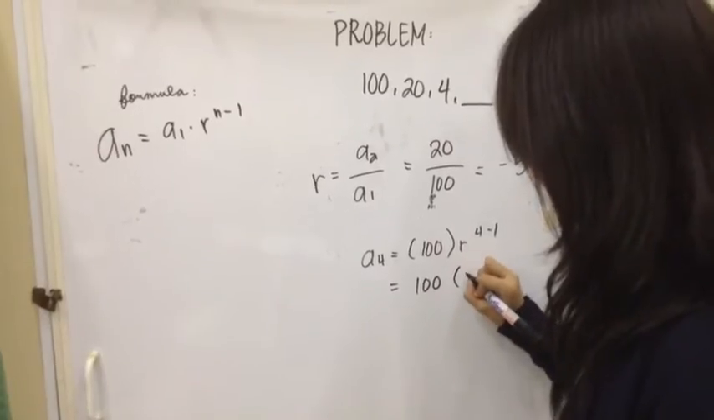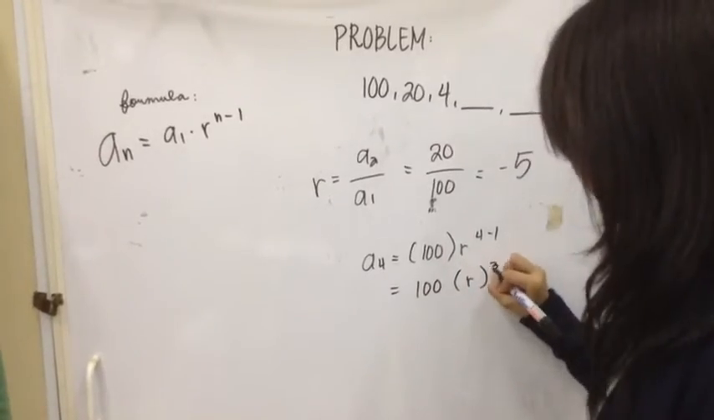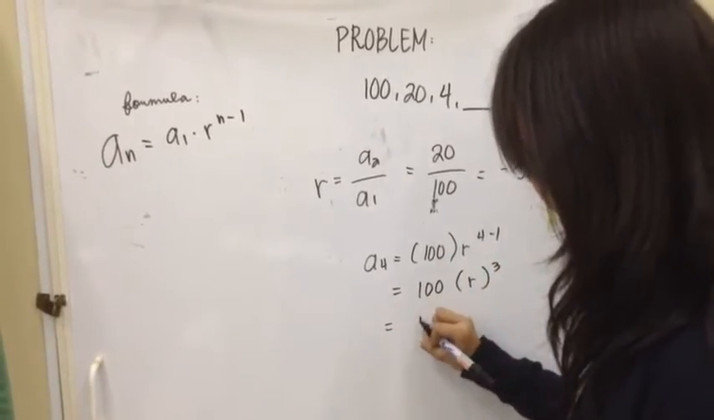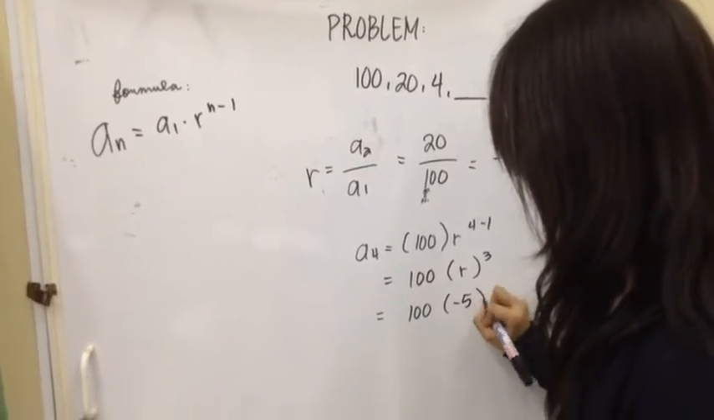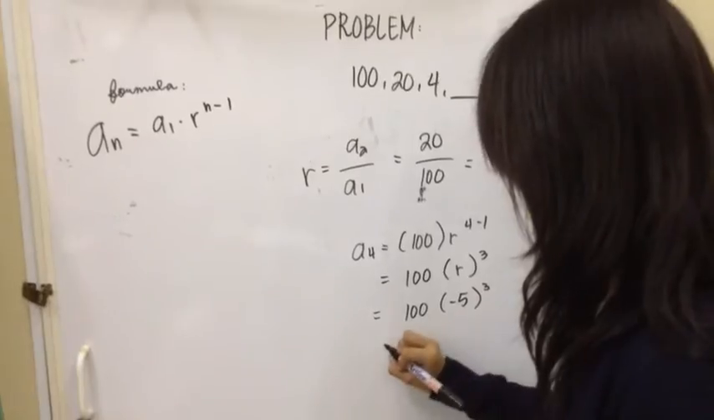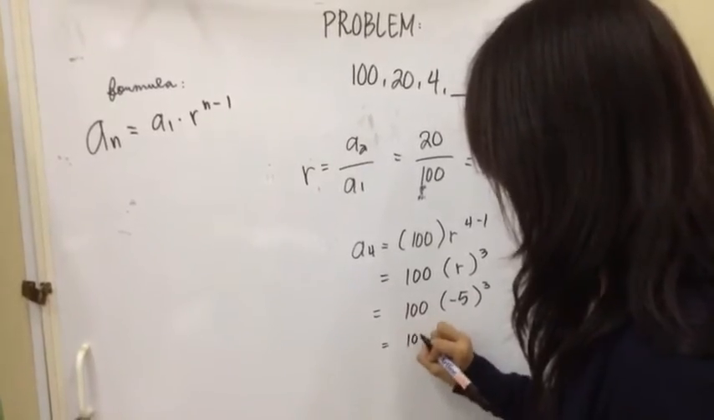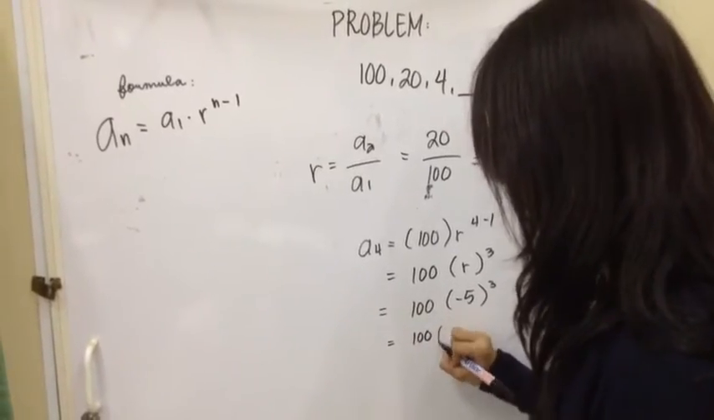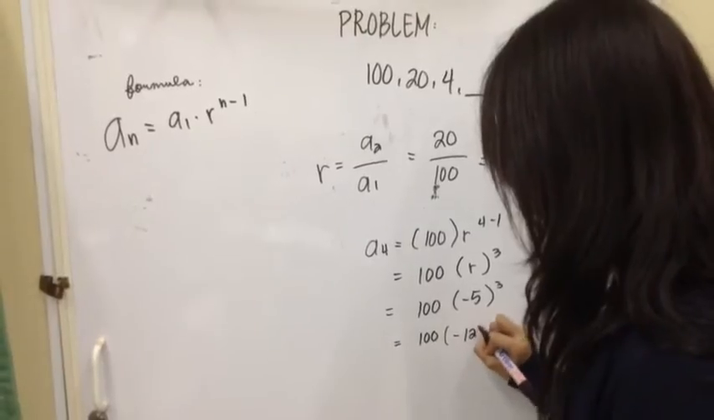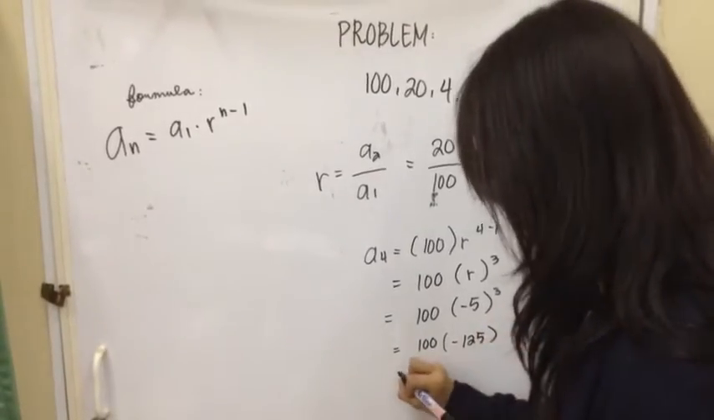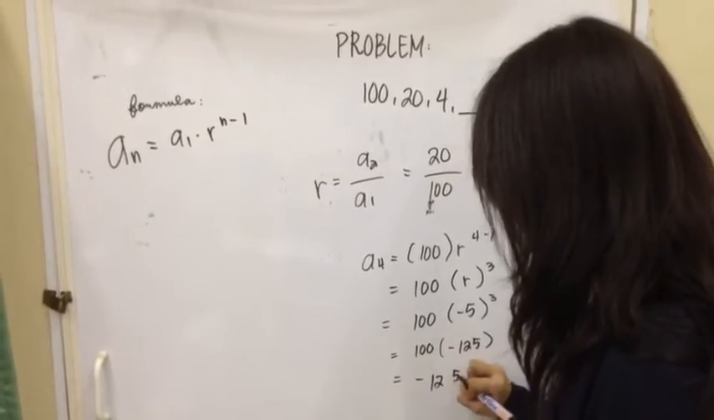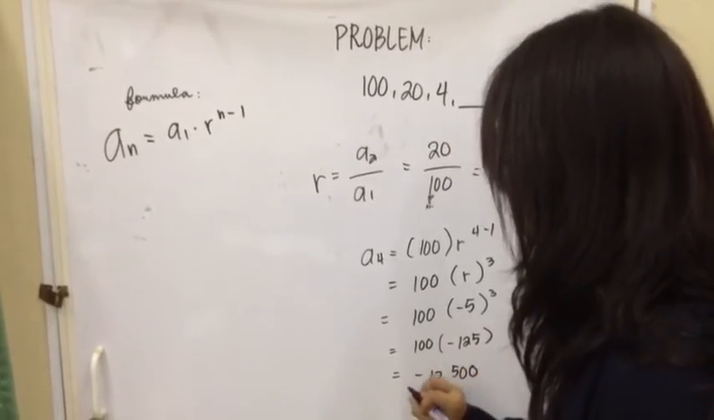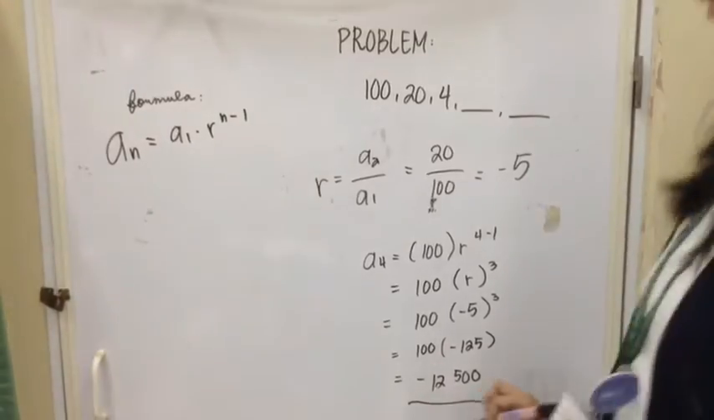So 100 times r raised to 4 minus 1, which is 3. And then 100 times negative 5, since that's the r, raised to 3. So 100 times negative 5 raised to 3 will become negative 125. So the answer will be negative 12,500. So that's the fourth term.